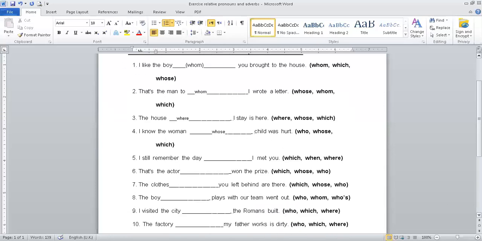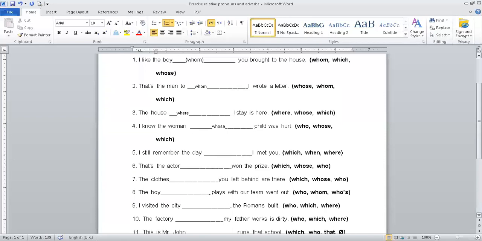I still remember the day I met you. The day is time. We want to define the day. The day is time, and the relative adverb that defines time is when. I still remember the day when I met you. So, when.